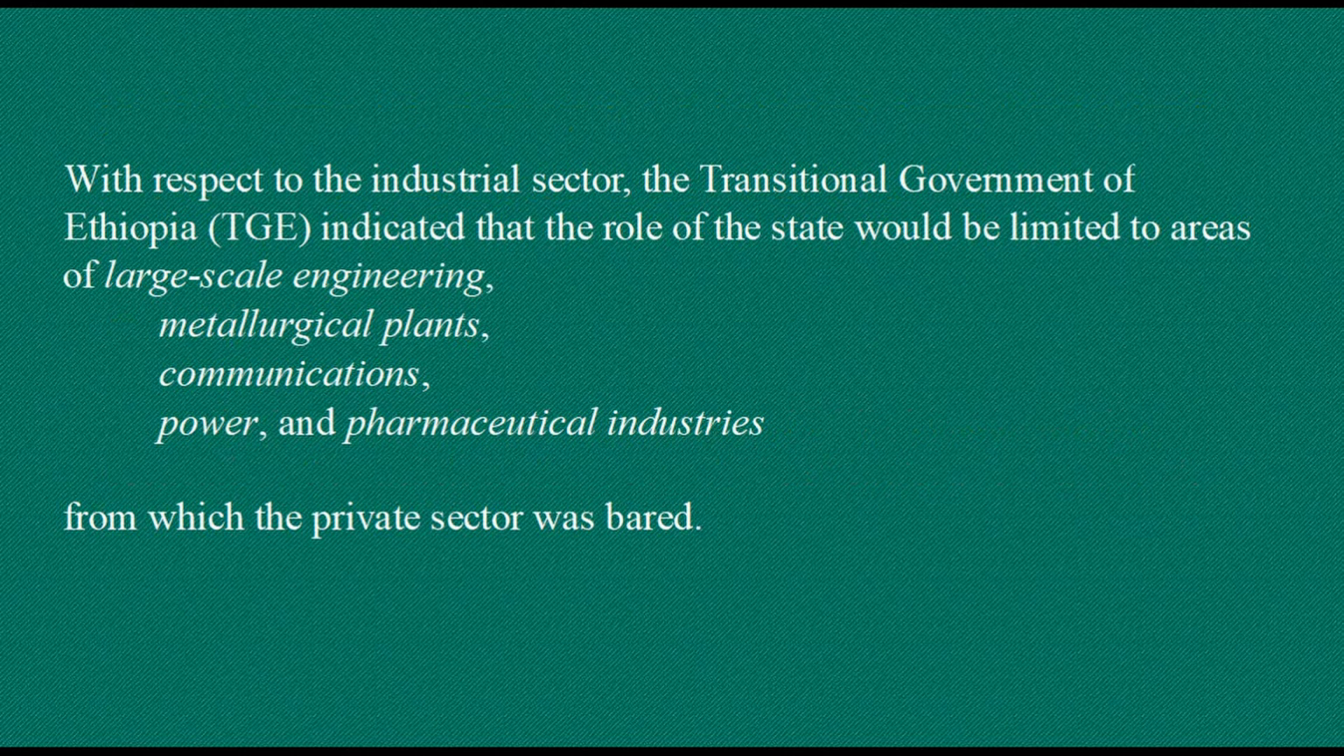With respect to the industrial sector, the transitional government of Ethiopia indicated that the role of the state would be limited to the areas of large-scale engineering, metallurgical plants, communication, power supply, and pharmaceutical industries. These are areas restricted to the government. The rest are free for the private sector to get involved in at large. There is no limit in other areas. This was the new strategy designed by the transitional government after the fall of the Derg.